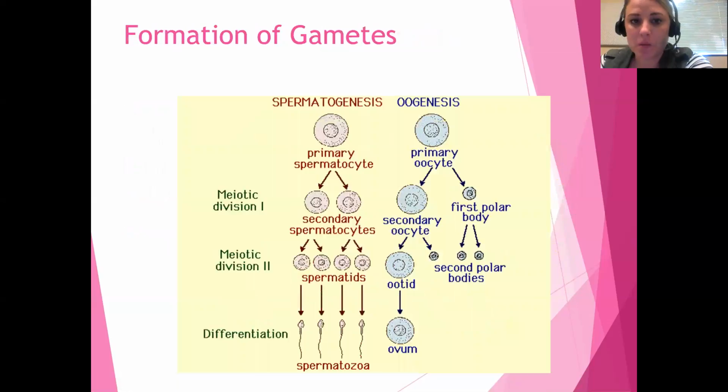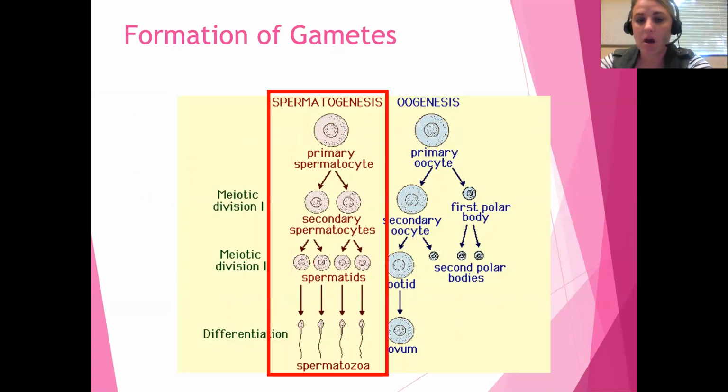So from there, we're going to talk about spermatogenesis and oogenesis. Spermatogenesis is specifically the formation of sperm in males. Again, you're going to start with that first cell. You're going to go through meiosis 1, where you have 2 haploid daughter cells. Then those 2 cells are going to divide again into 4 haploid daughter cells, and then they go through a differentiation process. When they differentiate, they're going to turn into sperm.